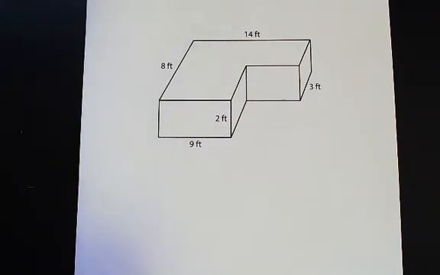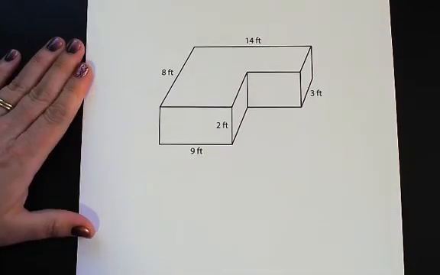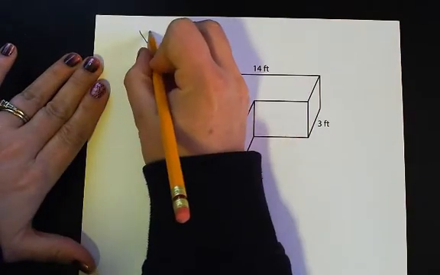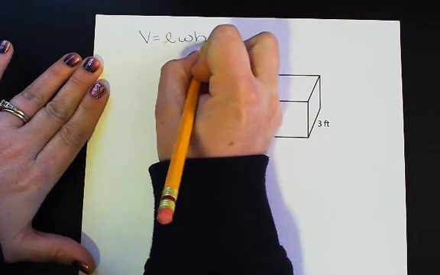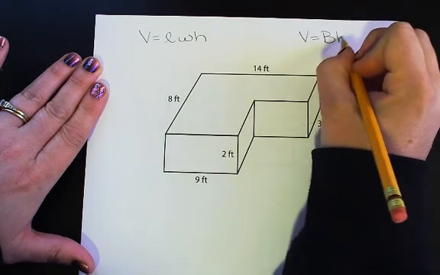Alright, so the last few lessons we've been working on finding volume of our three-dimensional shapes. And in this case, we have a compound figure. So we're going to still use our volume formulas in order to solve this. And we have been learning too, we know that volume is equal to our length times our width times our height, or volume is equal to the area of the base times the height.